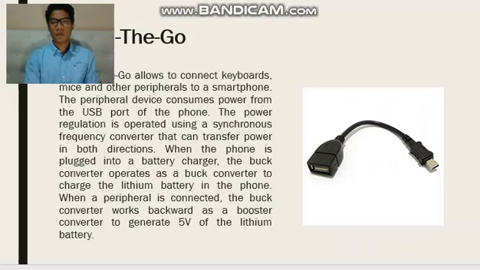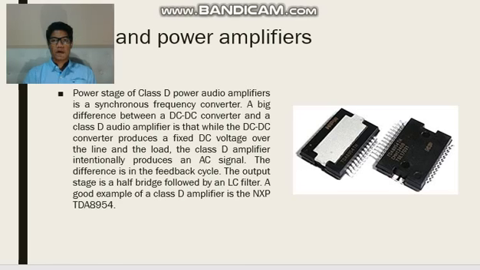And for the last one, we have power amplifiers. A big difference between a DC-DC converter and a Class D audio amplifier is that while the DC-DC converter produces a fixed DC voltage over the line and the load, the Class D amplifier intentionally produces an AC signal. The difference is in the feedback cycle.